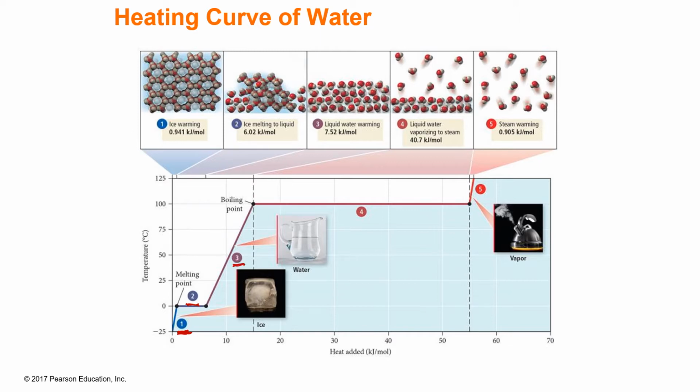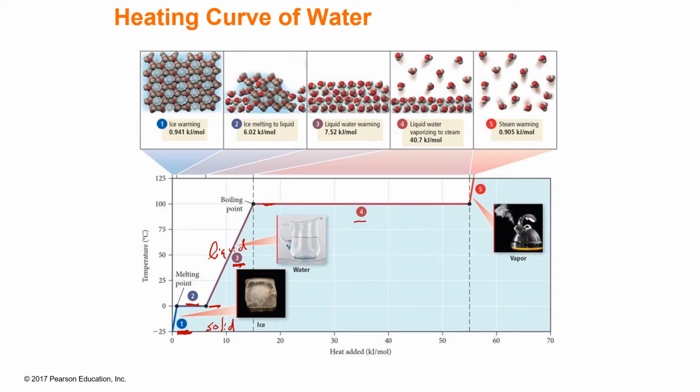In segment 3, we are heating the liquid up until we reach the boiling point. So for water, that means that we would heat it from 0 degrees Celsius up to 100 degrees Celsius. And in that section, we are a liquid. In step 1, we are a solid. In step 2, we're transitioning between the solid and the liquid.